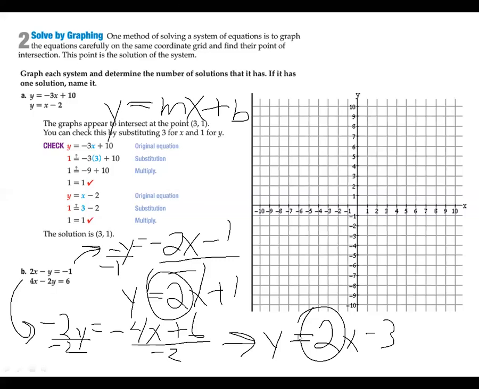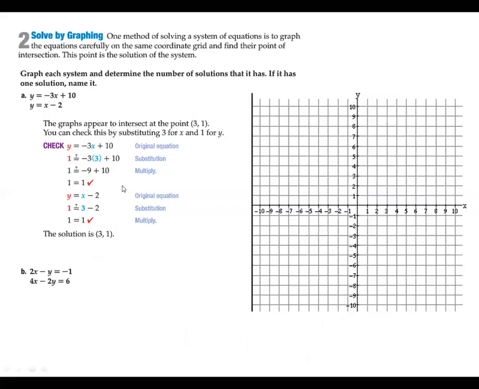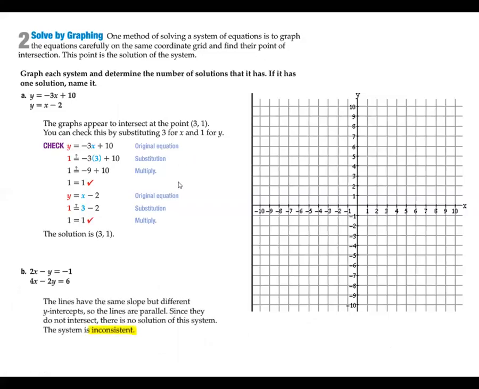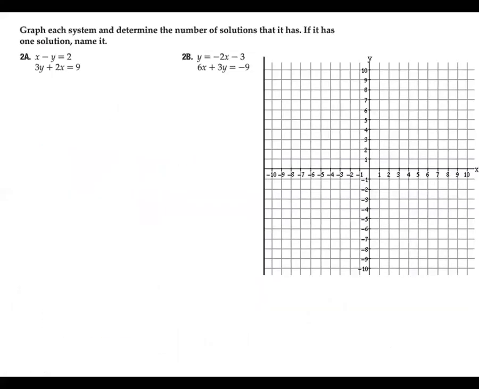Since the slopes are exactly the same and you have different y-intercepts, that means that you're going to have two different lines. Now, if the y-intercepts were the same and the slopes were the same, then it would be the same line, and it would have infinitely many solutions. So this one, they're parallel lines that do not overlap, so there is no solution here. And therefore, this system would be called inconsistent.